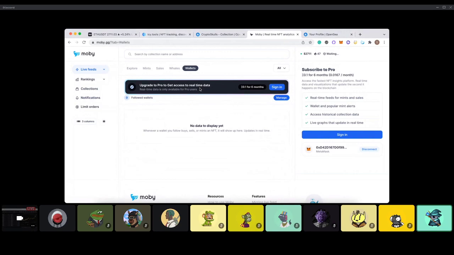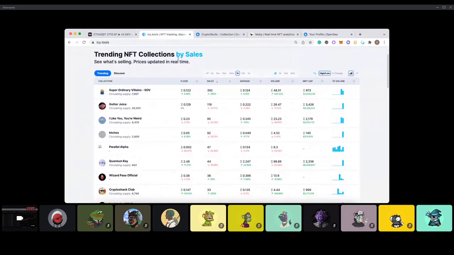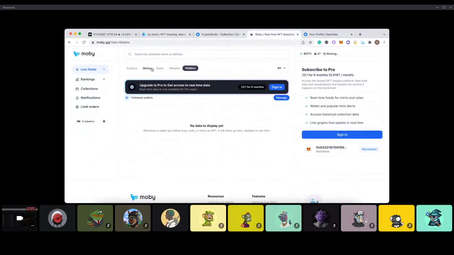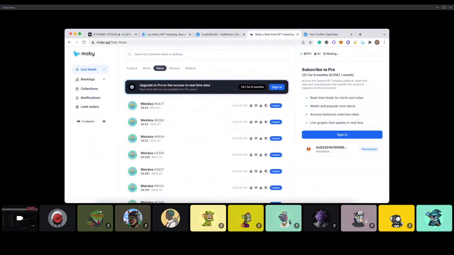ICY tools, I think, is 0.1 per month. This one is 0.1 for 6 months, but it's not as user friendly as ICY tools. I like this table look where I can see multiple projects and how many sales, the average selling price, and the volume in ETH. This is something you don't see on Mobi, but it's good to know about it.